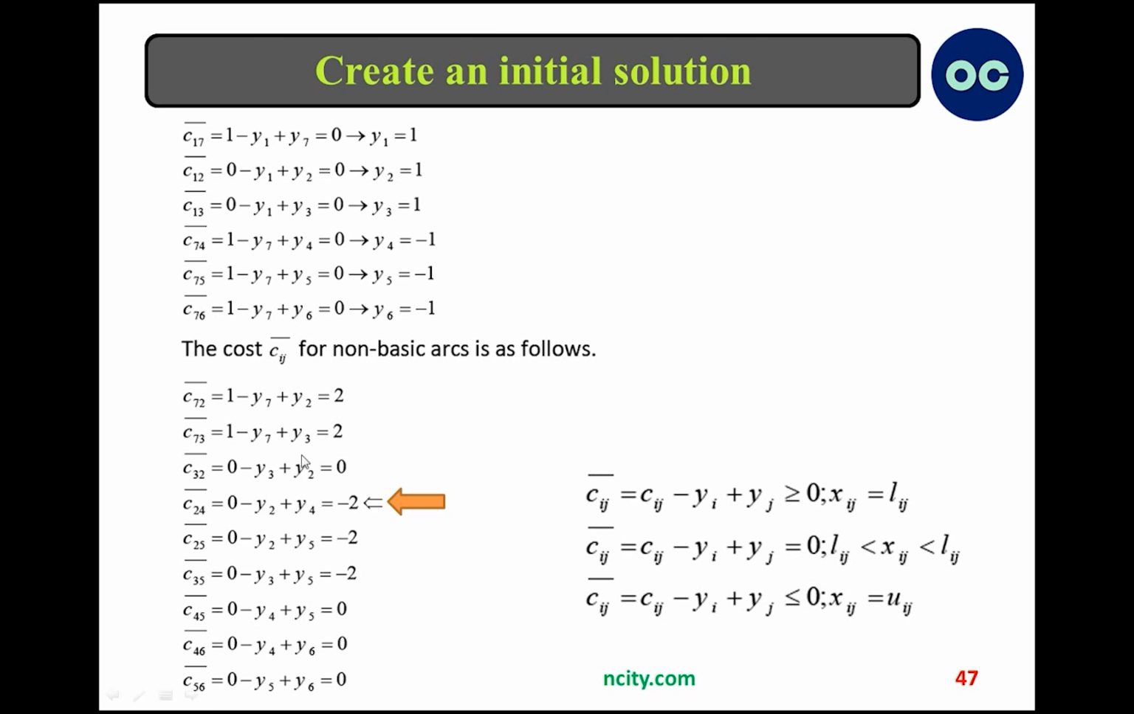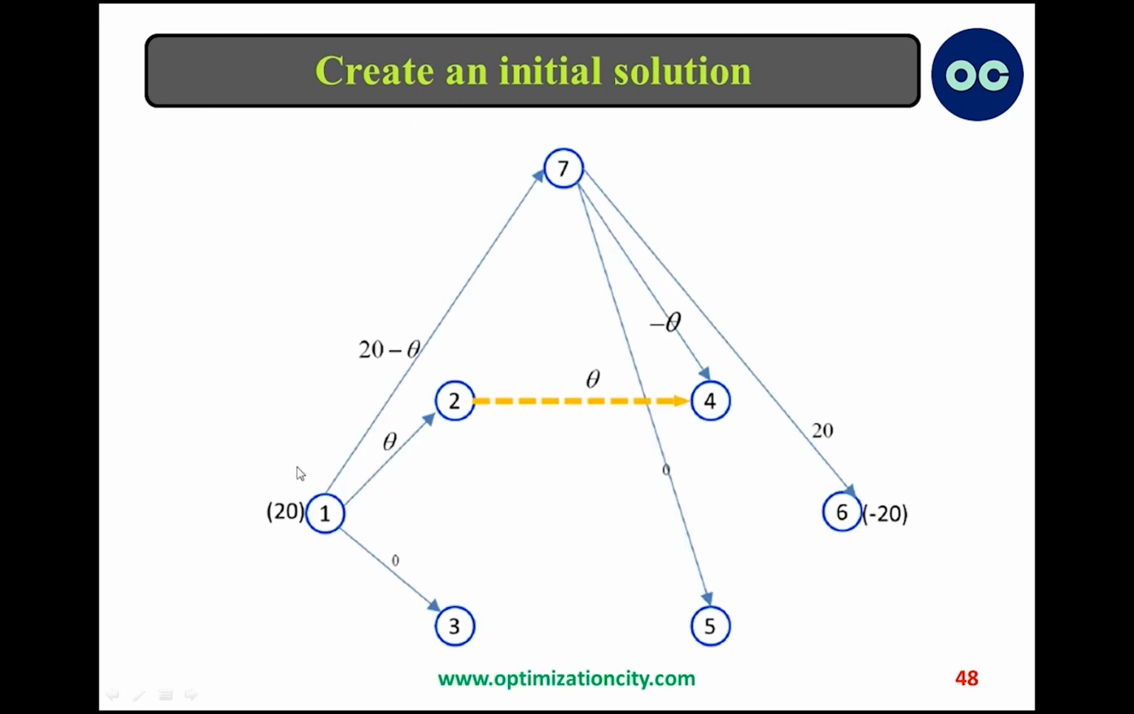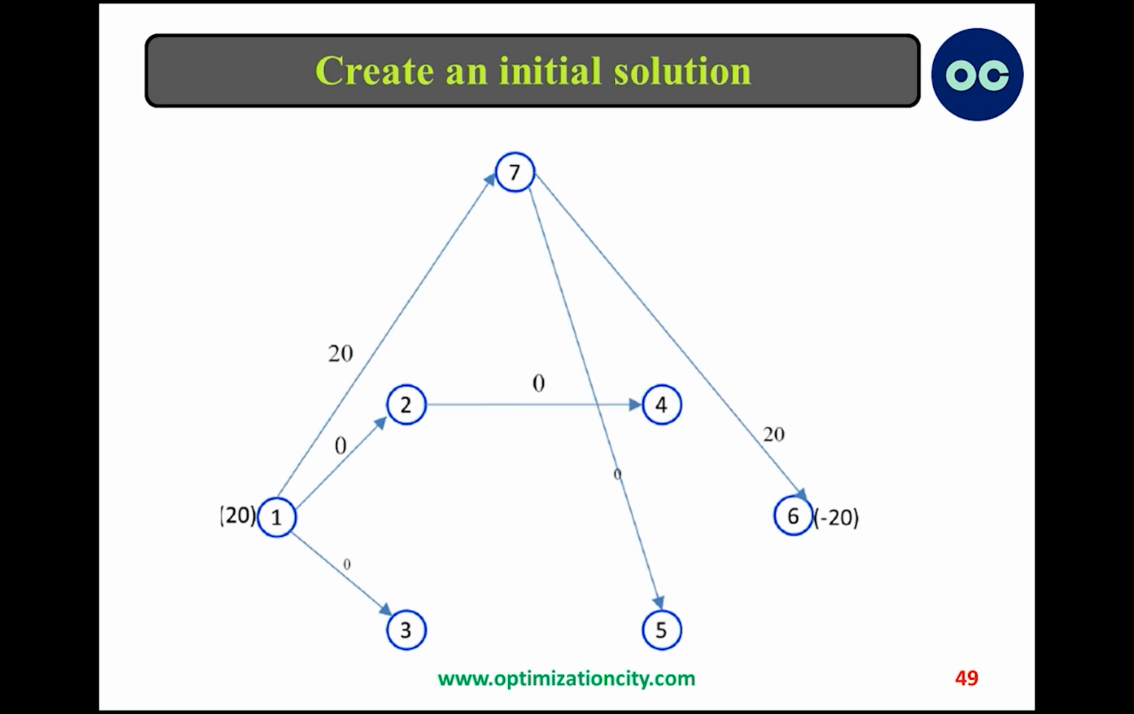So it enters the base, and the output arc can be found using this process. So arc 7, 4 is removed from the base, and as a result, arc 2, 4 enters the base, and as a result, this is the next basic solution with the objective function of 14.